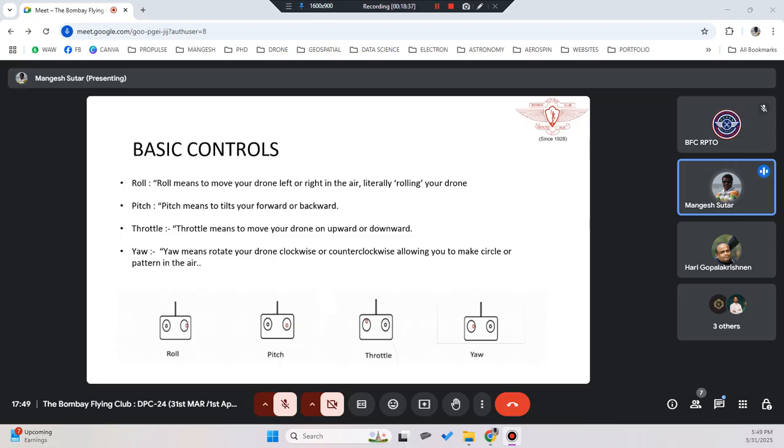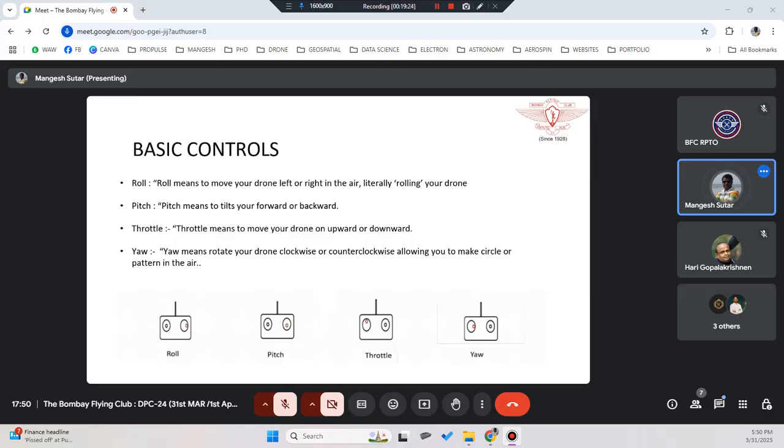So what is mode two? How do you define mode two? Mode two starts with your right side joystick. There are two joysticks on your remote control, one on the right side and one on the left side. Your right side joystick's lateral movement controls your roll, whereas the up and down, front and back motion of the joystick controls your pitch. Similarly, on your left side, up and down motion of the joystick controls your throttle, whereas lateral movement controls your yaw.